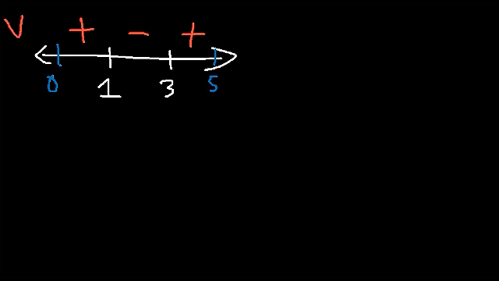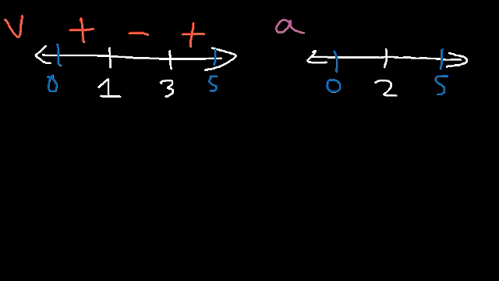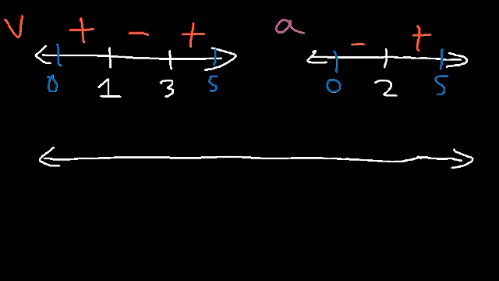Now for acceleration, the only critical point that we had was at 2. Now we still have the endpoints 0 and 5. To the left of 2, it was negative, and to the right, it was positive. Now what we want to do is combine these two number lines into a single number line. So we're going to have the critical points 1, 2, and 3, and also the endpoints 5 and 0.